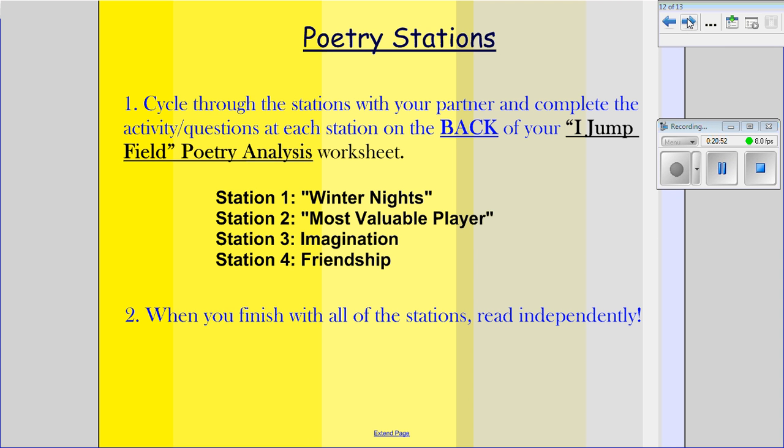All right, so what you are now going to do is you are going to go through some poetry stations yourself. You're going to cycle through these stations with your partner. And actually, you're not going to do this with a partner. You're going to do this independently. And you're going to complete the activities and questions at each station on the back of your poetry analysis worksheet. You're going to see 4 different stations. The first station is on the poem Winter Nights. The next one is on the poem Most Valuable Player. And then the next station deals with a poem that relates to imagination, and then a poem that relates to friendship. When you are done with these stations, you can go ahead and read independently, and I'll come over and talk to you.